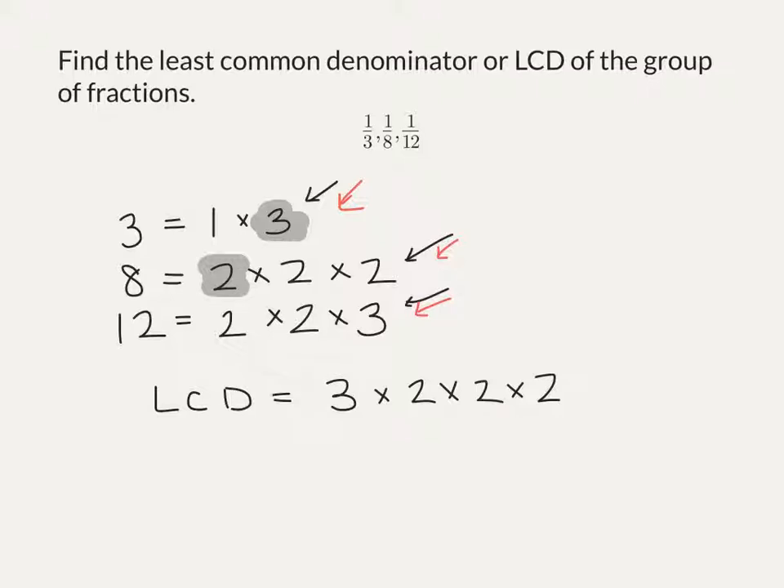Now, I already did the 2's, so I don't need to do another 2. And I already did the 3, so I don't need to do another 3. So I listed all of the factors and the greatest number of times that the factor occurs in each group. So now to find the LCD, all I need to do is multiply these values together. And 3 times 2 times 2 times 2 gives me a value of 24. So the LCD is 24.